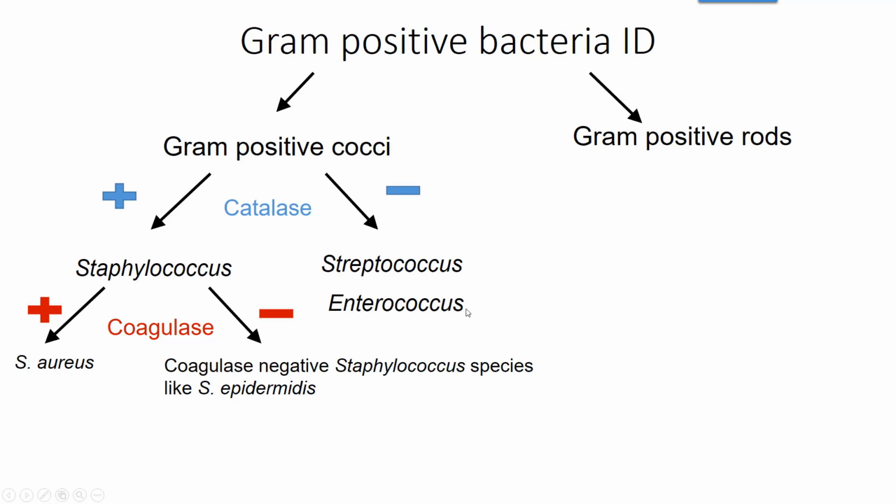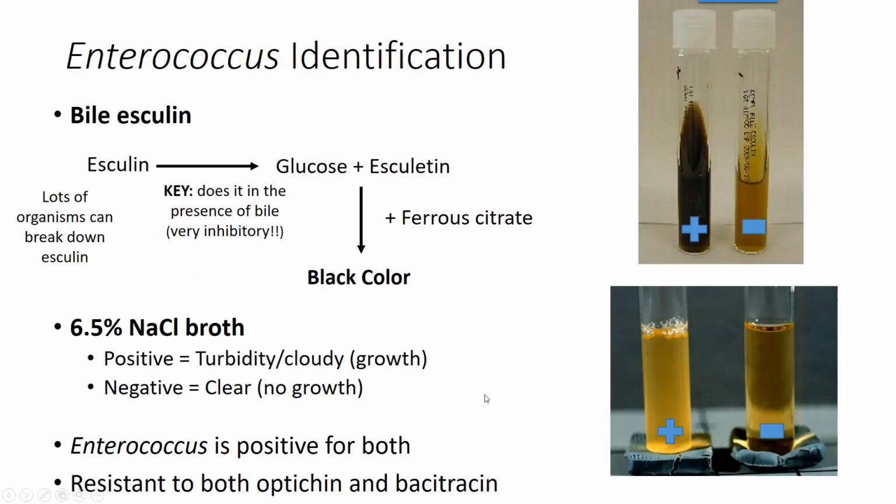Now, for filling in your table for the bile esculin row on your Biochem Reaction B worksheet, your substrate is esculin. The product is glucose and esculetin. The indicator is ferrous citrate. And a positive reaction is black in the tube. So substrate esculin, product glucose and esculetin, indicator ferrous citrate, and a positive reaction is a black color in the tube.